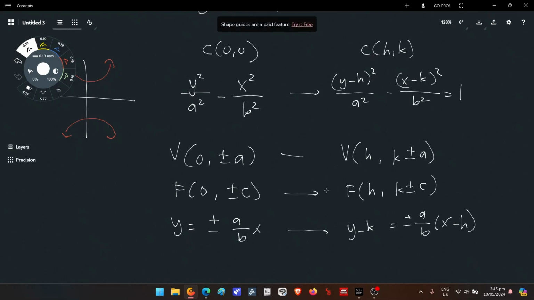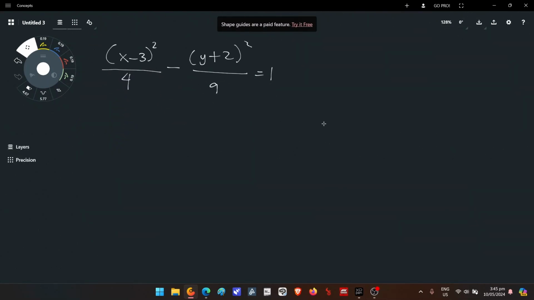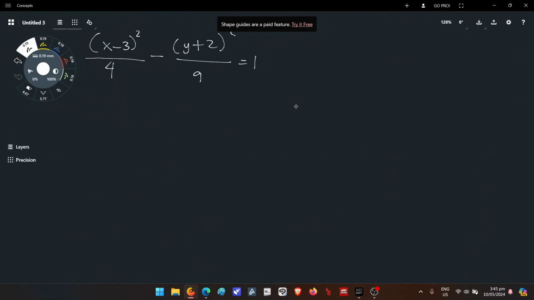So what's our problem? (x minus 3) squared over 4 minus (y plus 2) squared over 9 is equal to 1. As you can see here, the x value is the one that is positive, so our shape is going to be this. So let's now graph it.